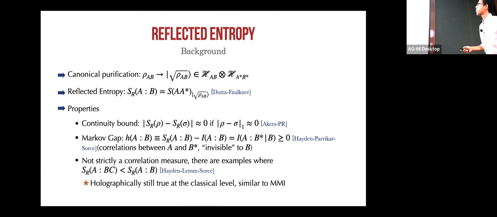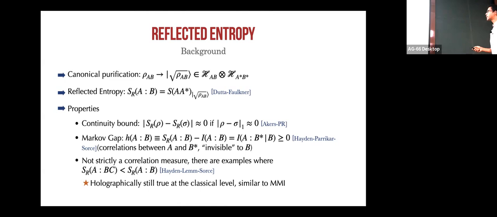Yeah. So a useful quantity to consider is the so-called Markov gap, which was defined in a paper by Omkar. It is the difference between the reflected entropy and the mutual information. The mutual information is another measure of bipartite entanglement, which also captures classical correlations along with quantum correlations. The reflected entropy also captures both classical and quantum correlations, but in a different sense. So these are different quantities in general.